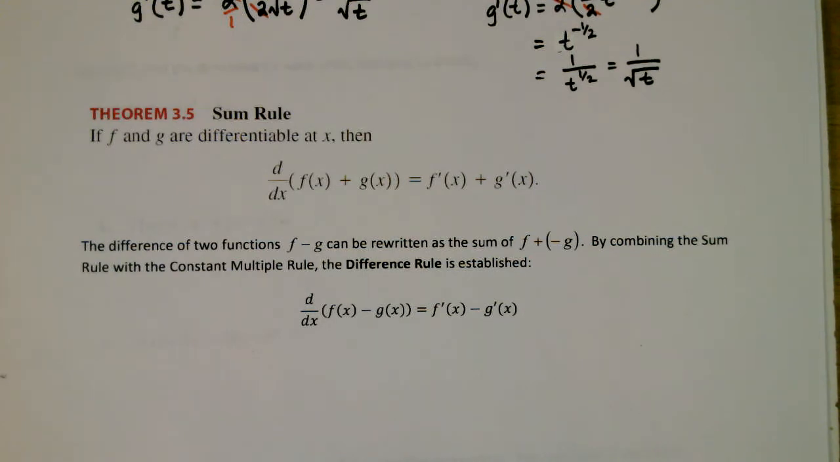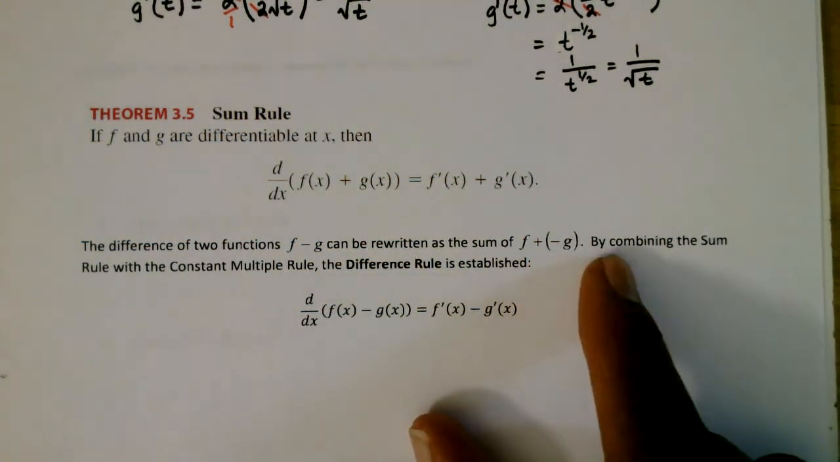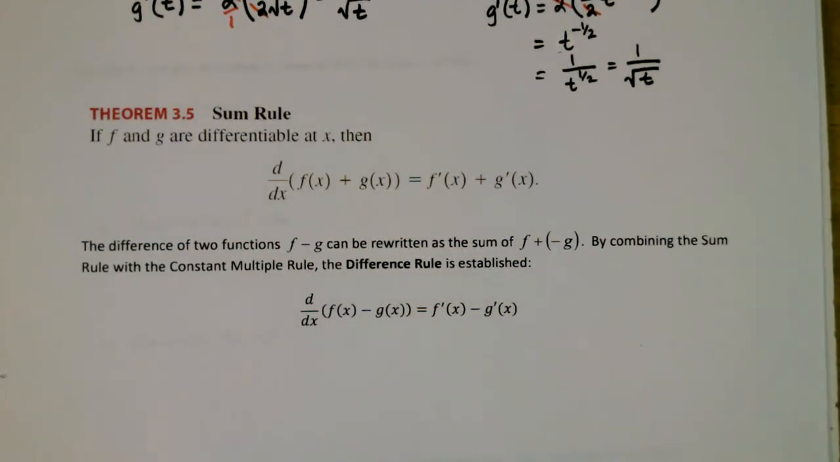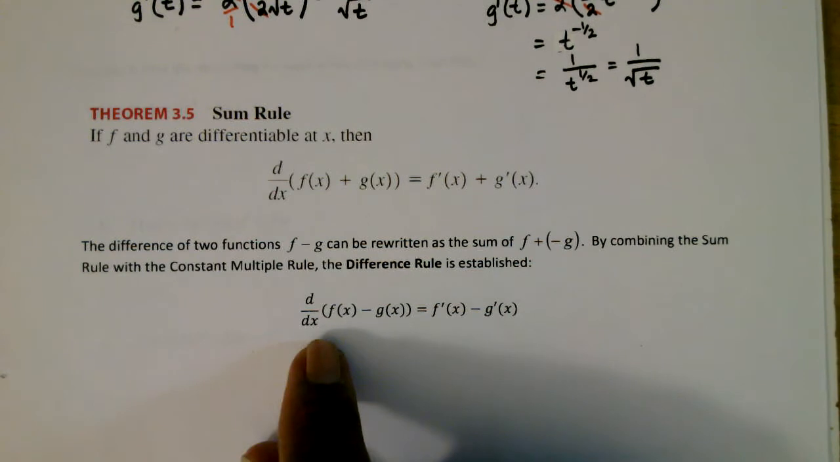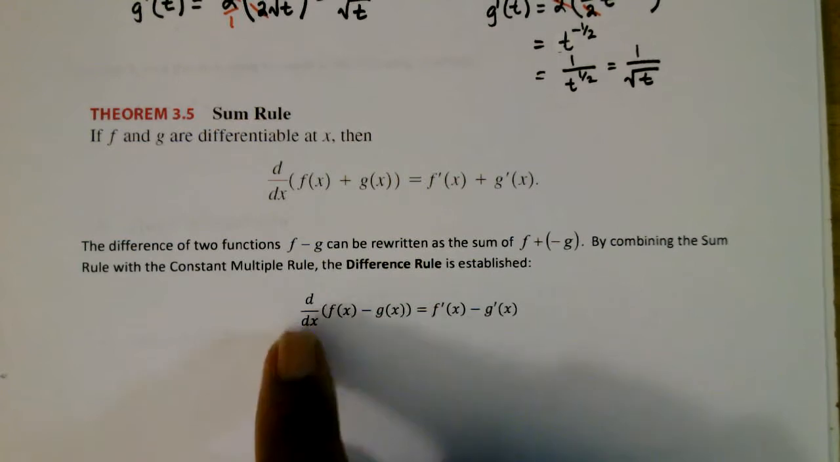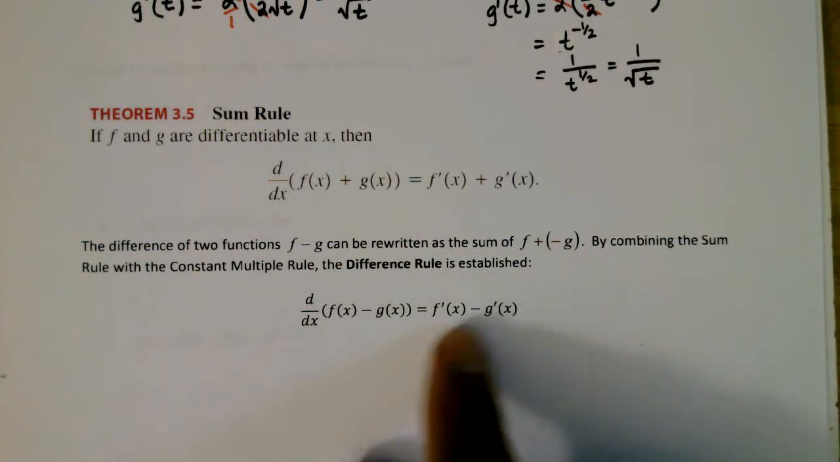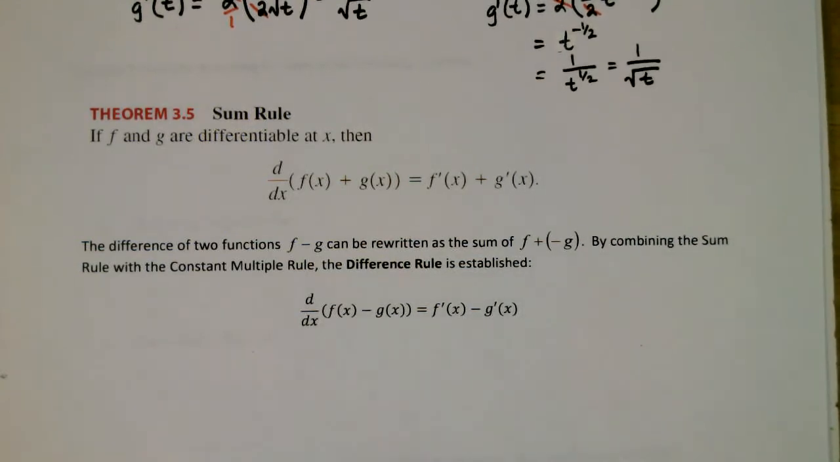And the difference of two functions f minus g can be rewritten as the sum of f plus negative g. By combining the sum rule with the constant multiple rule, the difference rule is established as this. The derivative with respect to x of f of x minus g of x is going to be equal to f prime of x minus g prime of x. So the derivative of the difference of two functions will be the difference of their individual derivatives.